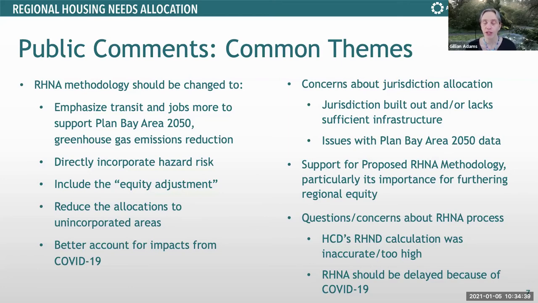Lastly, there were also comments related to parts of the overall RHNA process that are outside ABAG's control, including concerns about how HCD calculated the Bay Area's regional housing needs determination, and a desire to delay the RHNA process because of the pandemic.